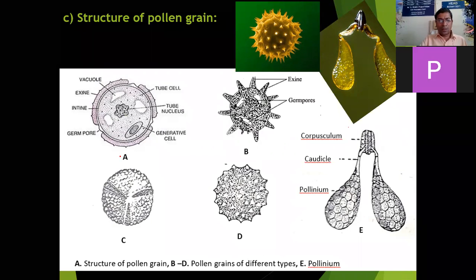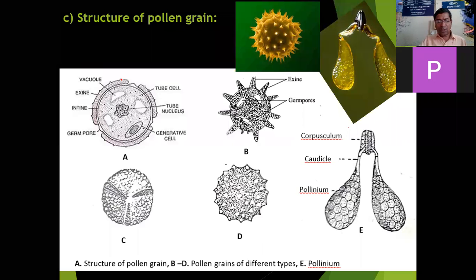Now, we have already seen some of the photographs of different pollen grains, and here also these are the figures where you can see different types of pollen grains as we have seen in the earlier pictures. Now, first of all, we will see the structure of a single pollen grain. It is a typical pollen grain. So, the outermost wall of the pollen grain is called the exine.